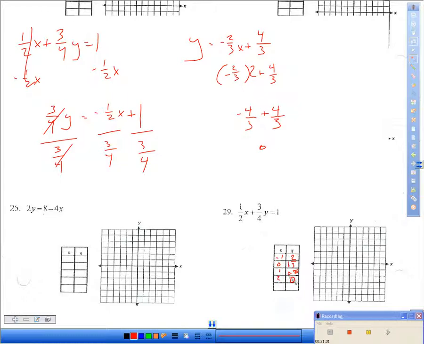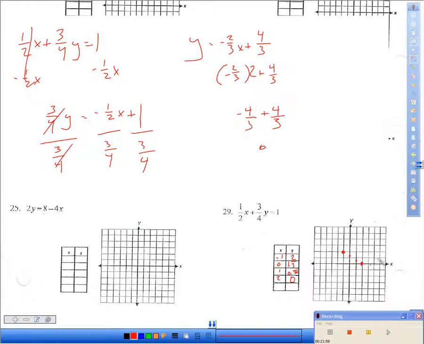So once we've gotten these 4 points, then we need to plot those on the coordinate plane. Negative 1, 2 is going to go here. 0, 1.3, we need to estimate. It's about a third of the way between 1 and 2, so it's going to go somewhere in there. And then 1, 0.6 repeating is going to go somewhere in there, and then 2, 0 would be here.